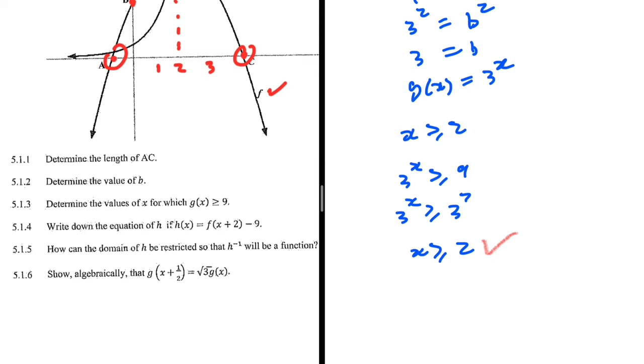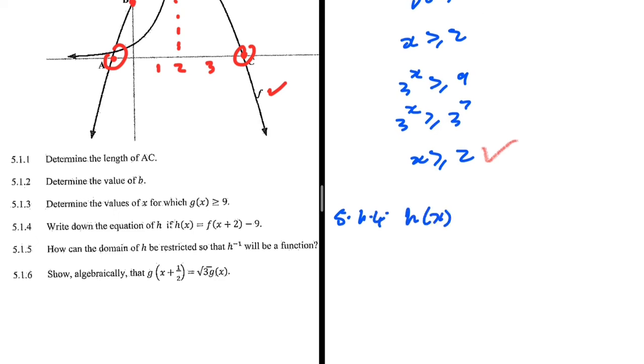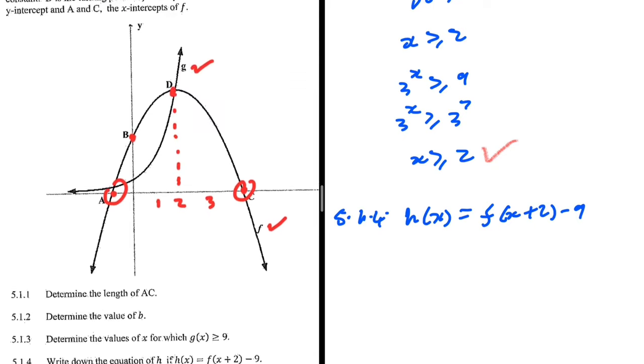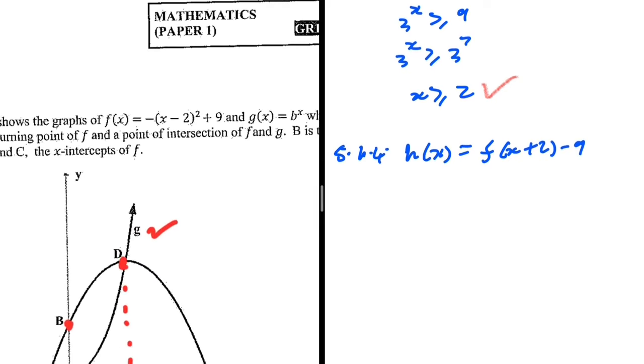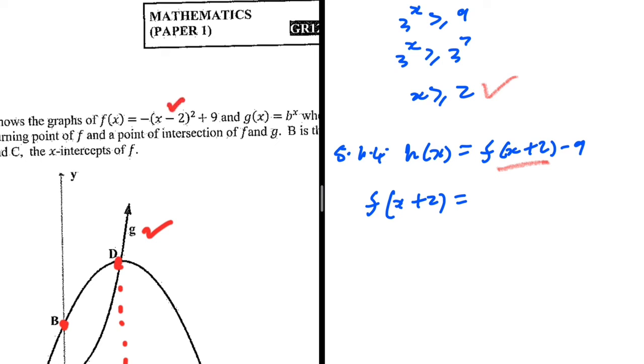5.1.4. Write down the equation of h if h of x is equal to f of x plus 2 minus 9. Okay, let's do one operation at a time. Let's figure out this part. f of x plus 2. So in place of x, we're just going to substitute x plus 2. That's what that statement means.